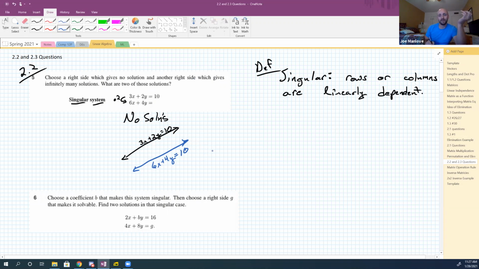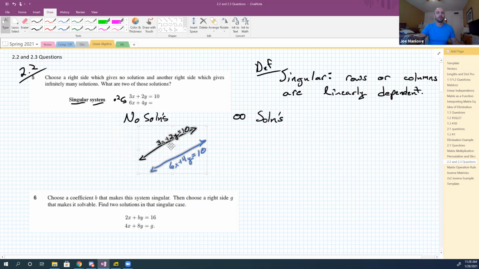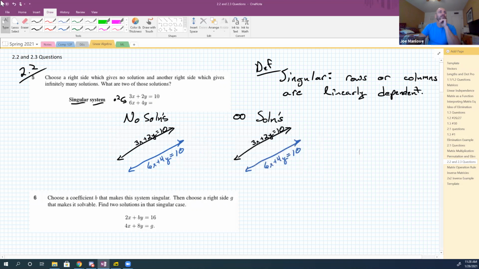Now, if I want to make that same picture but with infinitely many solutions, let's see, I just need to pick these two guys up. Cutting them's not going to help me at all. All right, and I need to dump this 10 here. And then I want to pick this guy up and make sure it sits directly on top. So what do I put on the right-hand side there? 20.